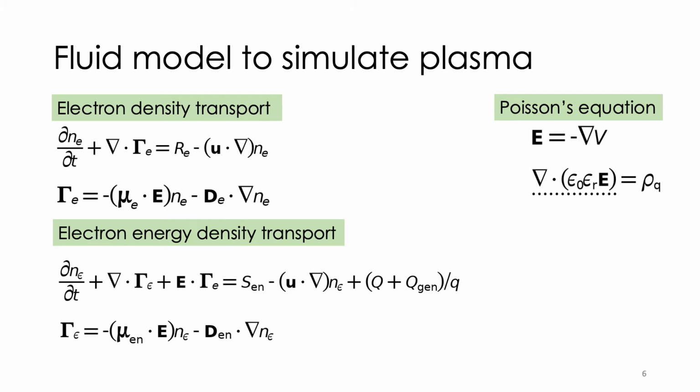The fluid equations describe the electron number density, the mean electron momentum, and the mean electron energy as a function of configuration space and time. The rate of change of electron density is described here, and the equation is a partial differential equation for electron energy density. Poisson's equation is used for the electrical potential.